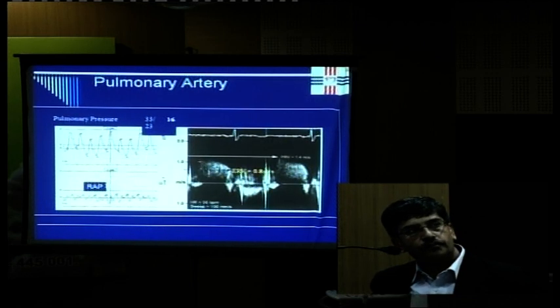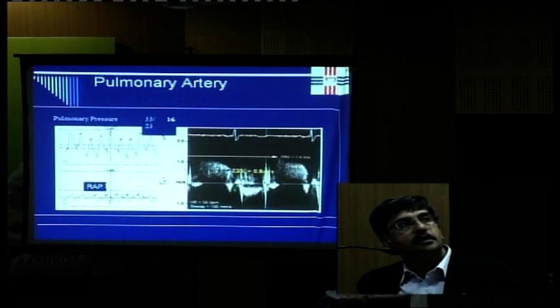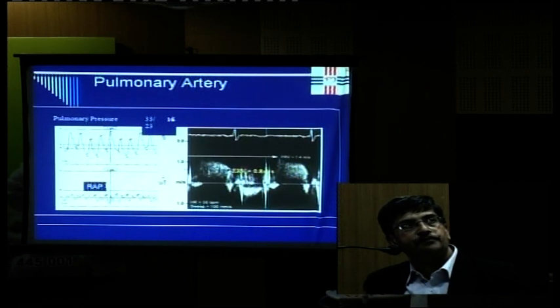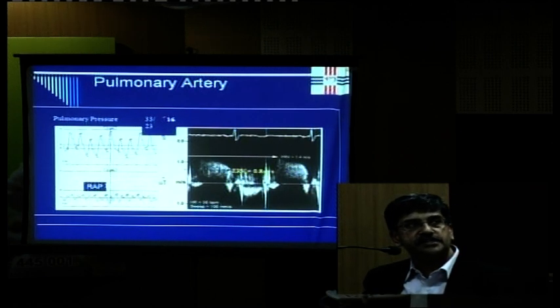Pick up this velocity over here. Let us start with this velocity. Pulmonary end diastolic velocity is 0.8. This is the pulmonary artery catheter pressure. What it says is that 16 is the pulmonary artery diastolic pressure. Pulmonary artery diastolic pressure is 16.